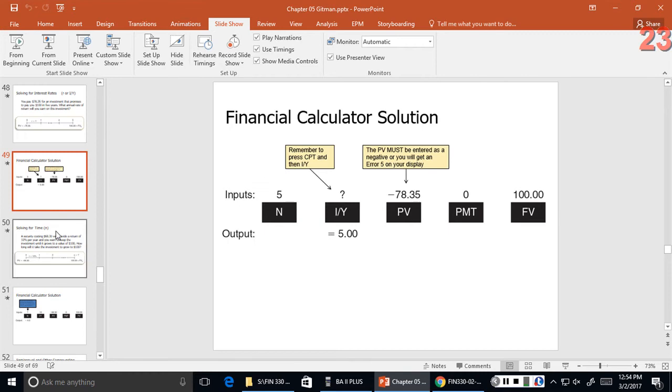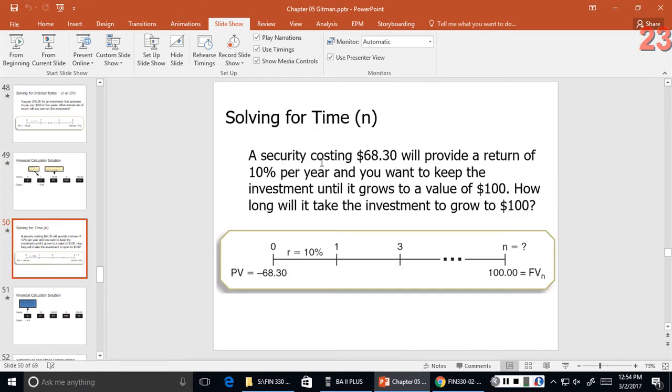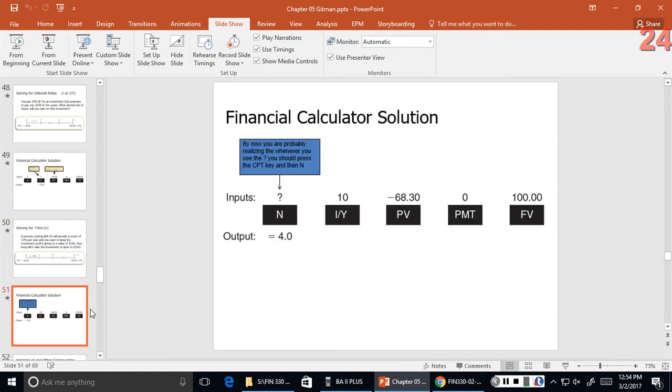Another simple example: solving for time. In this case, we've got a security, an investment costing $68.30. It will provide a return of 10% per year. You want to keep the investment until it grows to a value of $100. How long will it take the investment to grow to equal $100? So in this case, we want to know how long we need to invest. And this is actually a pretty helpful calculation also. If we enter the information that's found here, again, notice we have a present value and a future value. I'm not going to work through this one, but your output, your N, should be 4 years.